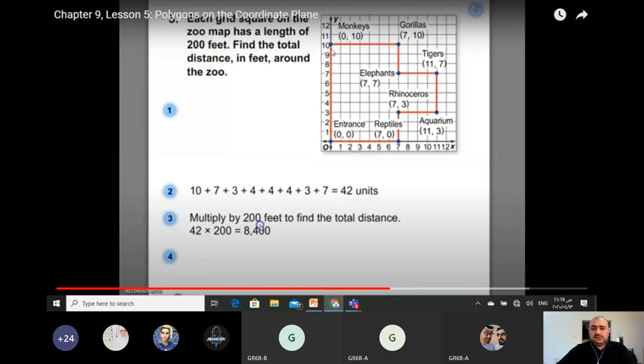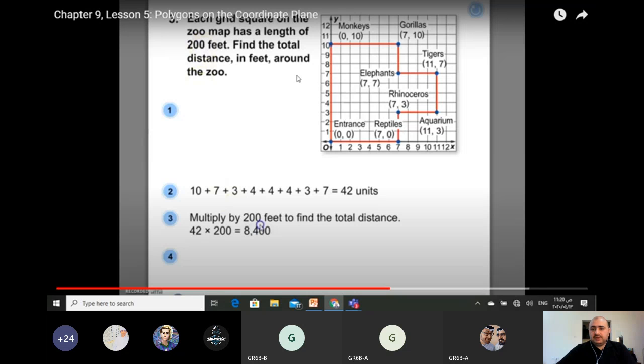Here we have the zoo, the red line inside the coordinate plane. I want to find the distance around the zoo. As you see here, we have this side. You can count 1, 2, 3, 4, 5, 6, 7. So the total here is 7, or you can do 7 minus 0, which is 7. Here 3, 1, 2, 3. Here 1, 2, 3, 4. Here 1, 2, 3, 4, etc.